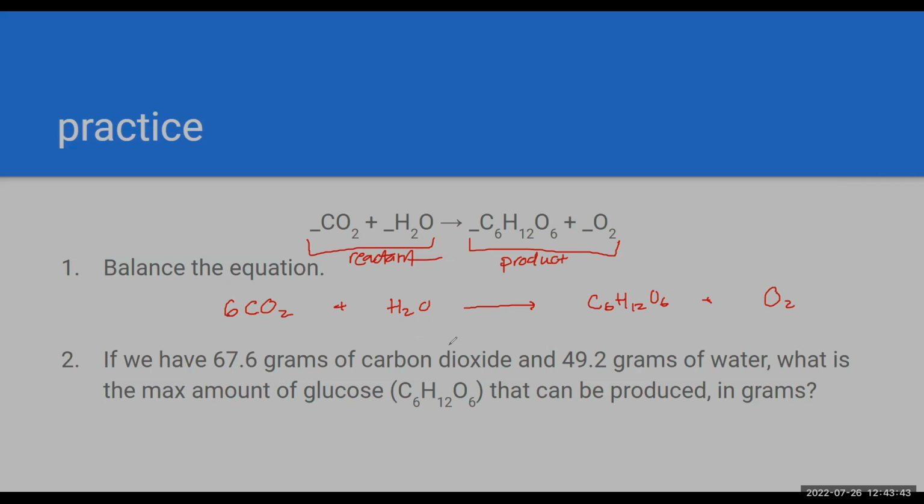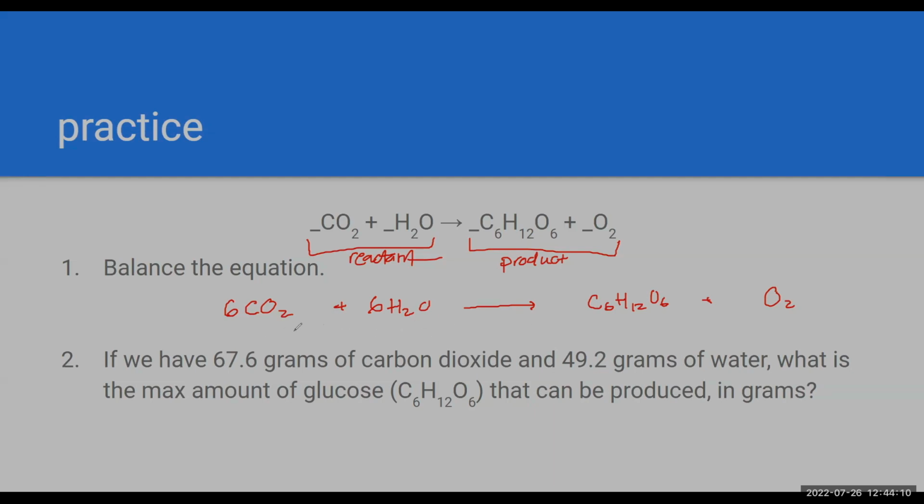So another quick way I can balance that one out is I can just put 6 waters, because if I do 6 H2O, then I have a total of 12 hydrogens. So 12 hydrogens on the left side and 12 hydrogens on the right side. So that's balanced. And we also have 6 carbons on the left and 6 carbons on the right. So that part's also balanced.